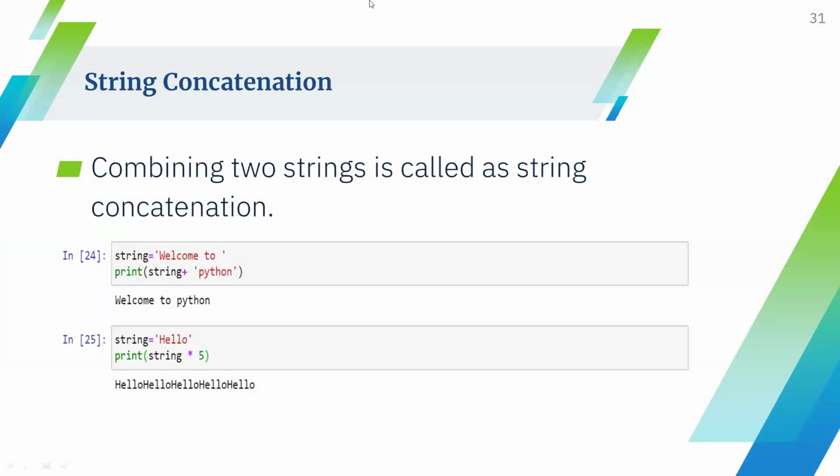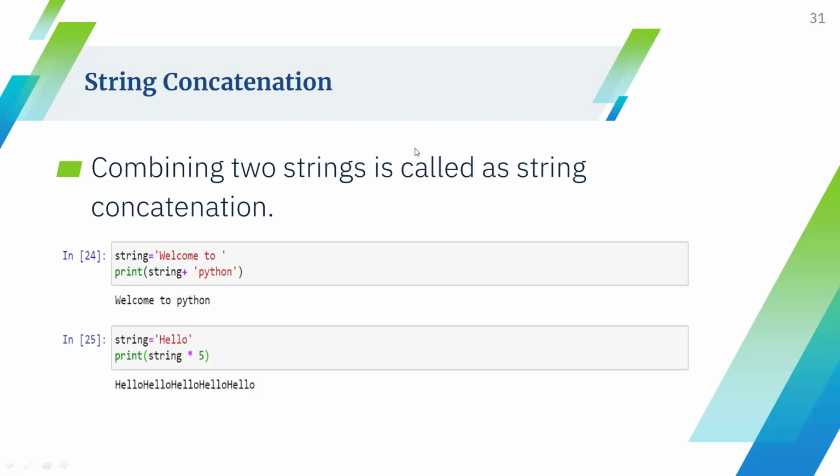So now we're going to discuss string concatenation, right? Combining two strings is called string concatenation. Already I told you last class about string concatenation. When I want to combine two strings, we call it string concatenation. In order to combine, I'm going to combine two strings by using the plus operator, right? So here, the plus operator will act as a concatenation operator and try to concatenate two strings.